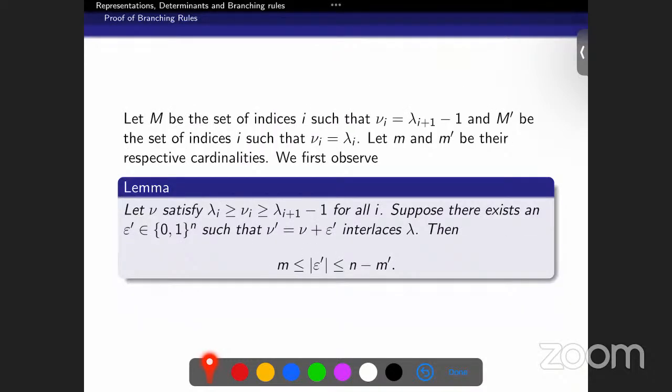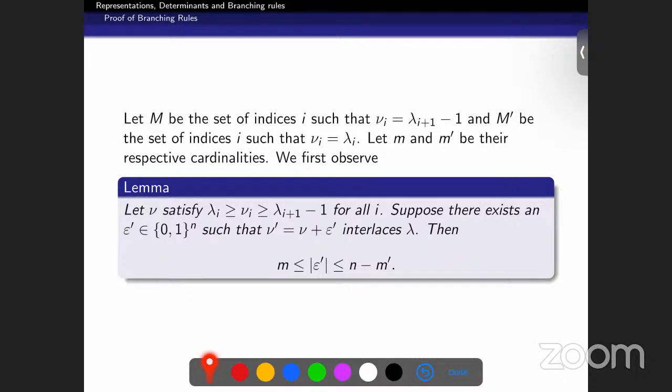Okay. Now let's do a small counting over here. Let's just say M is the set of all those indices I such that nu I, I mean, we are counting the extremes over here. We want to see what extremes are occurring. So we have that nu I is lambda I plus 1 minus 1, which is to say that it is coming exactly at the lower bound. And M prime is all those for which it is exactly equal to the upper bound, which is lambda I. And M and M prime are the cardinalities of M and M prime.